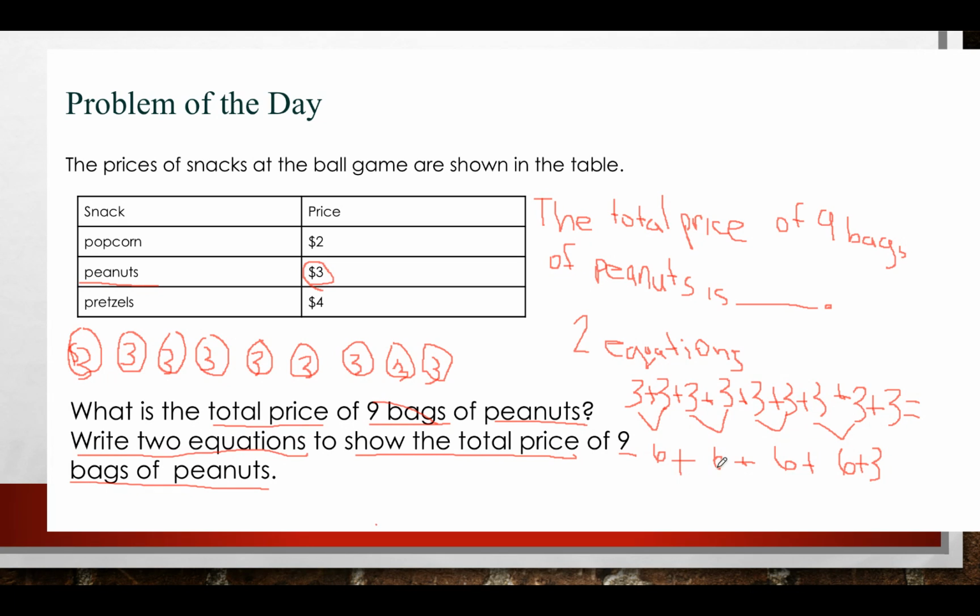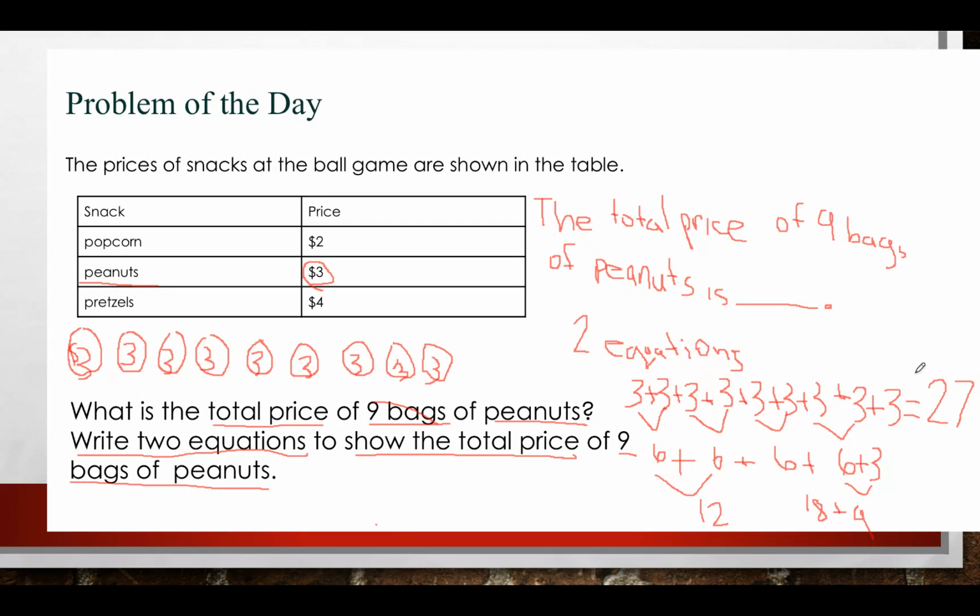But 6 plus 6 is 12. And then 12 plus 6 more equals 18. And then 18 plus the 6 plus 3 right here, which is 9. So now 18 plus 9 equals 27.